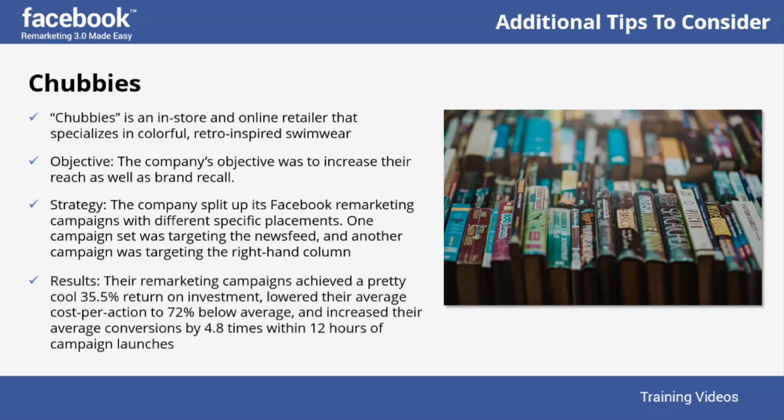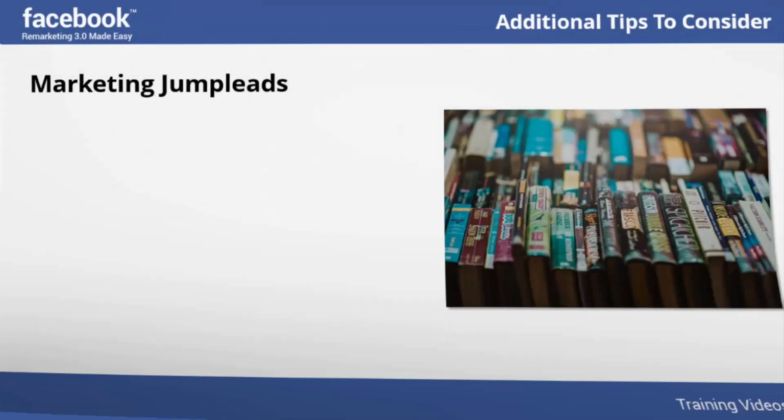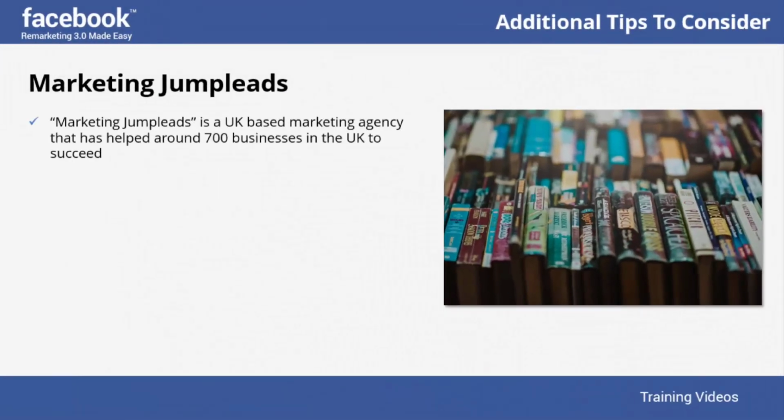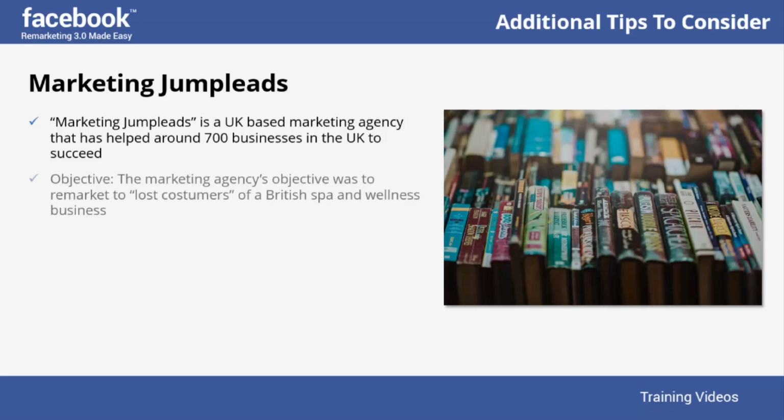Results? The remarketing campaigns achieved a pretty cool 35.5% return on investment, lowered their average cost per action to 72% below average, and increased their average conversions by 4.8 times within 12 hours of campaign launches. Marketing Jump Leads. Marketing Jump Leads is a UK-based marketing agency that has helped around 700 businesses in the UK to succeed. Objective. The marketing agency's objective was to remarket to lost customers of a British spa and wellness business.